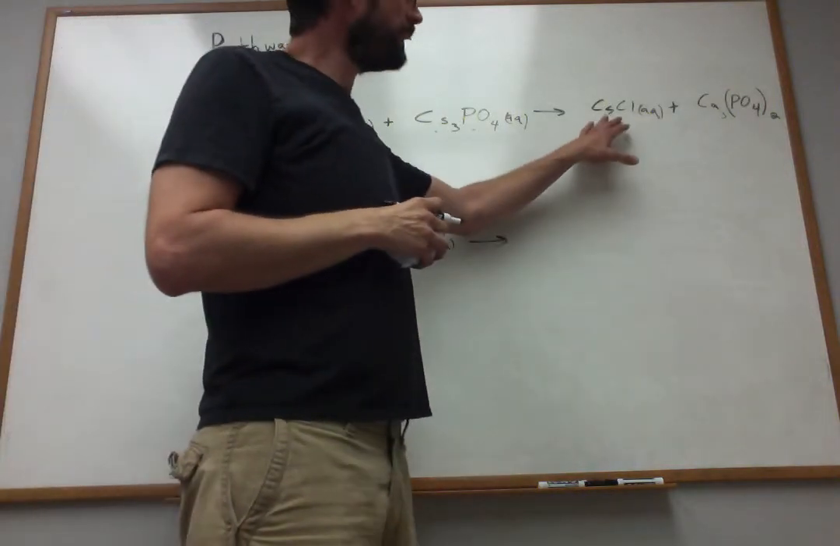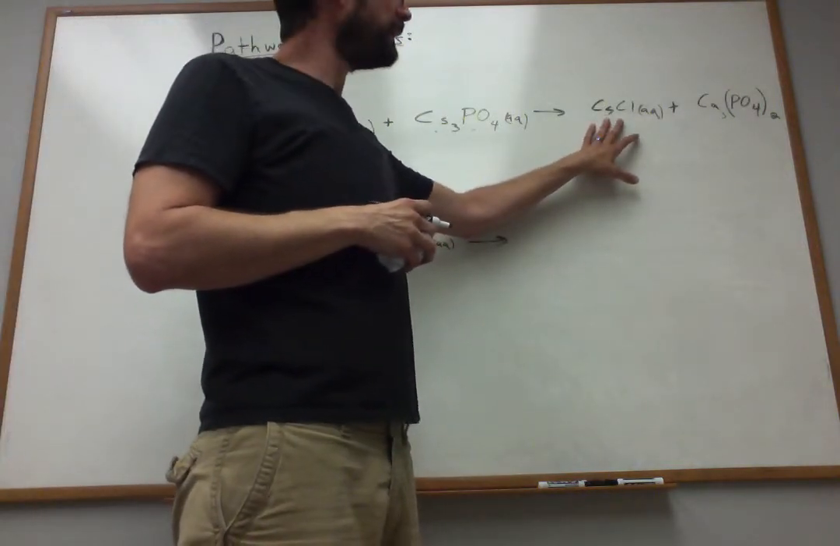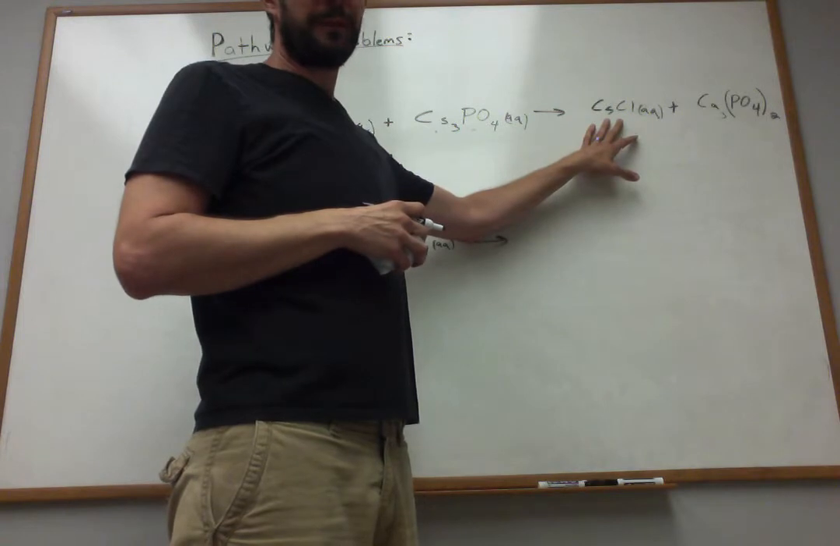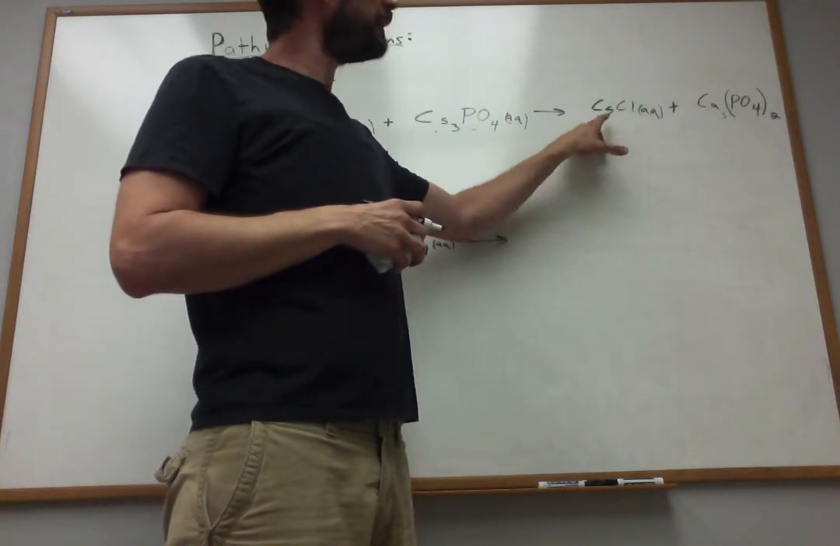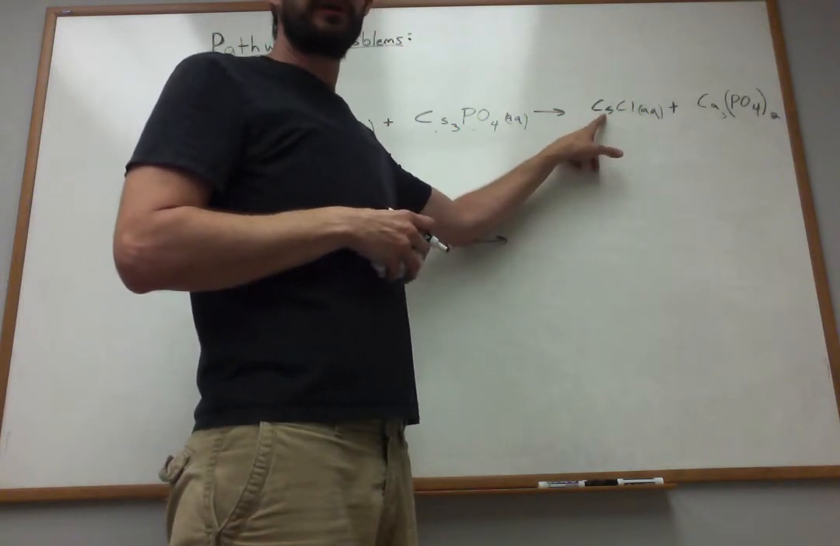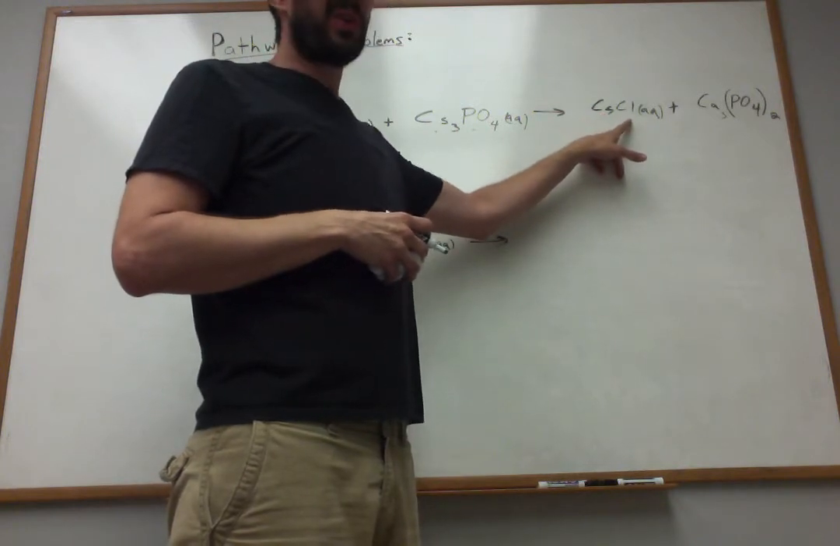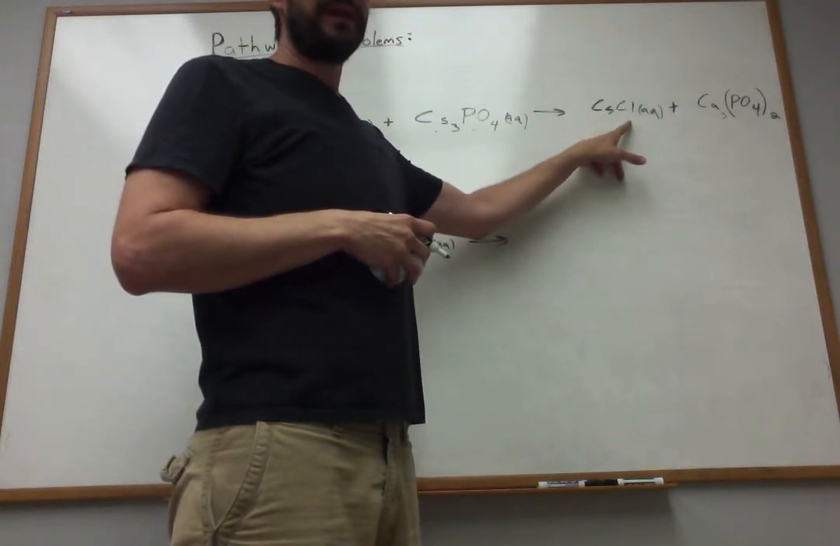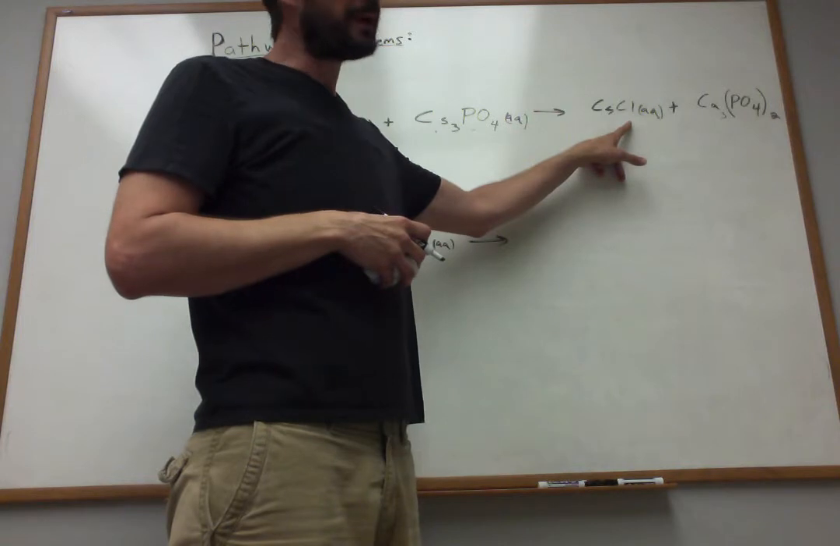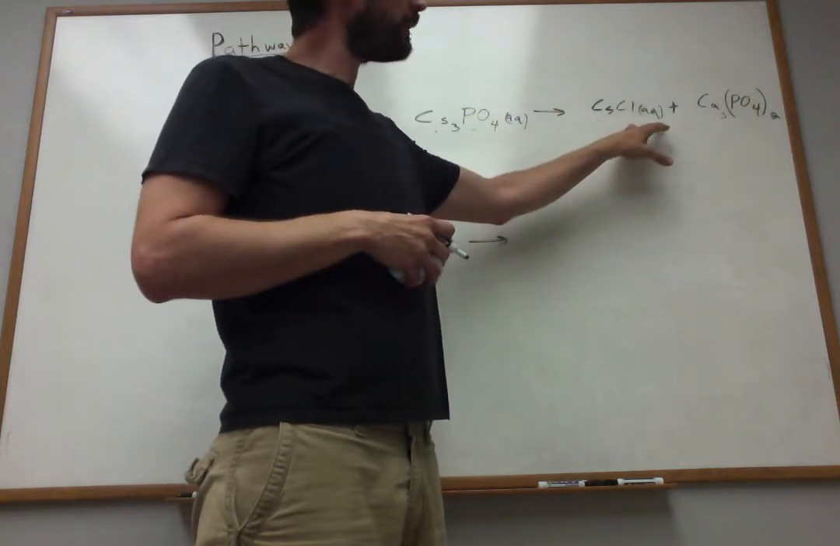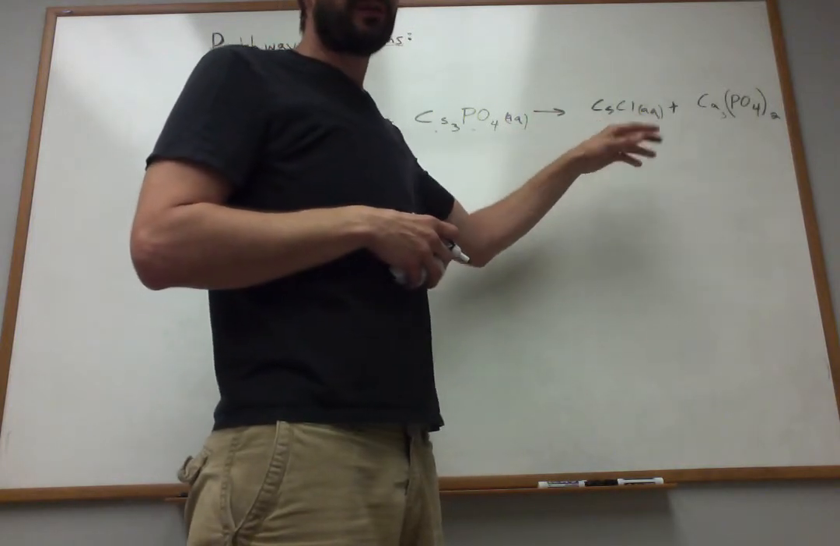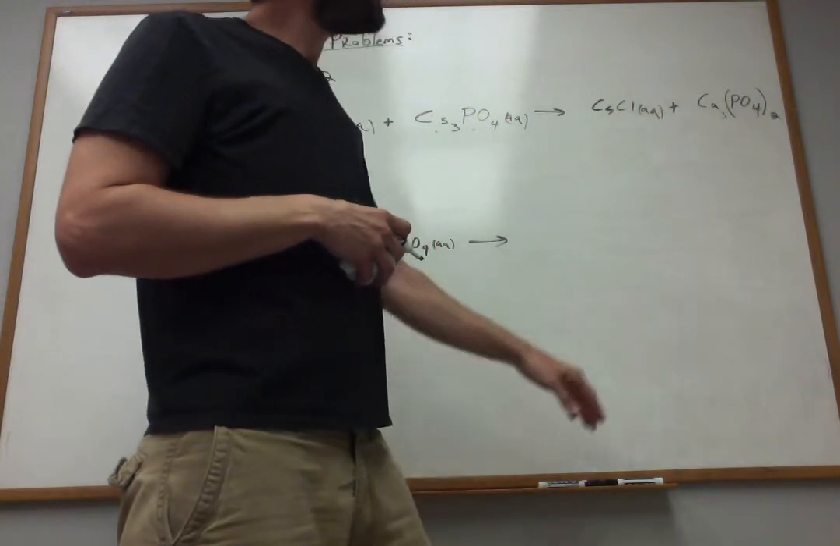Now look at this one, cesium chloride, and I realize right off the bat that this is a soluble compound. Group 1 metals form soluble salts. Almost all chlorides are also soluble, except for chlorides paired with heavy metals. This is soluble, so I'm going to put aq behind it. It actually would exist as ions in solution.